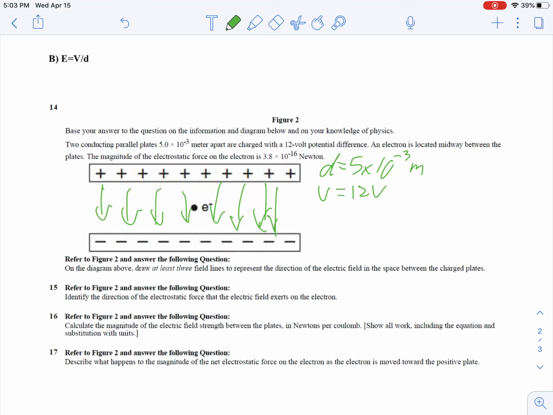But I want to talk about number 16 in particular, or also number 17. The electric field is the same everywhere between the plates. It doesn't matter where you are, as long as you're between those plates, it's the same. So calculate the magnitude of the electric field strength.